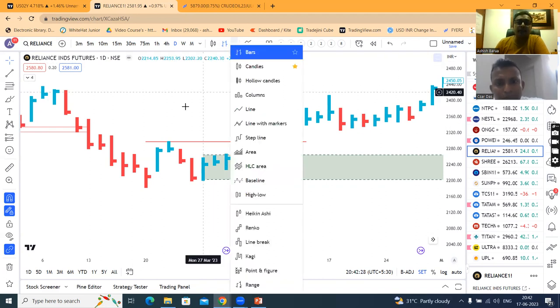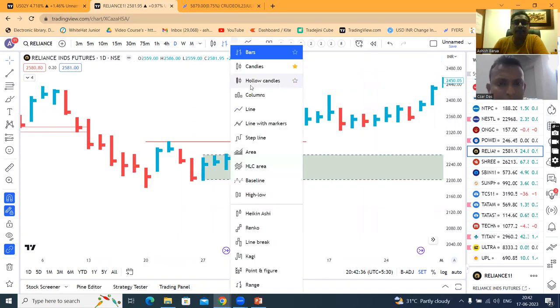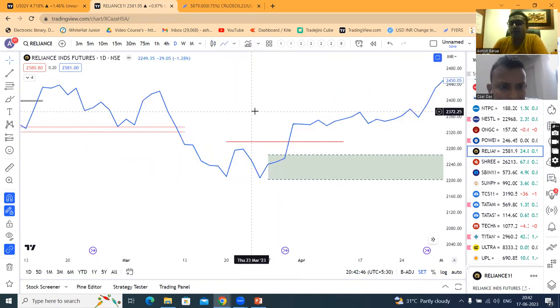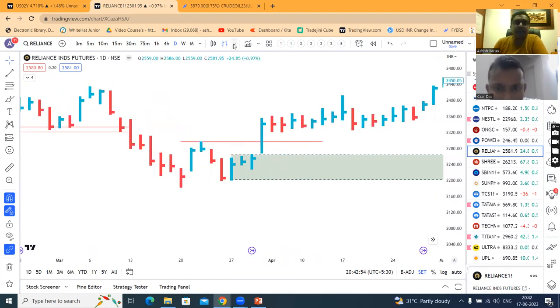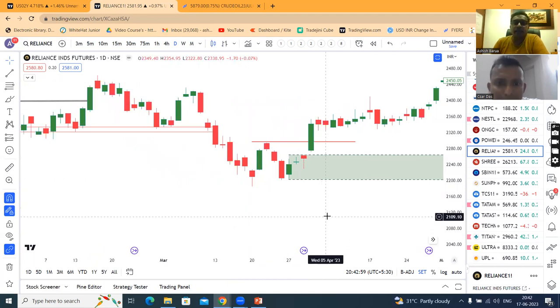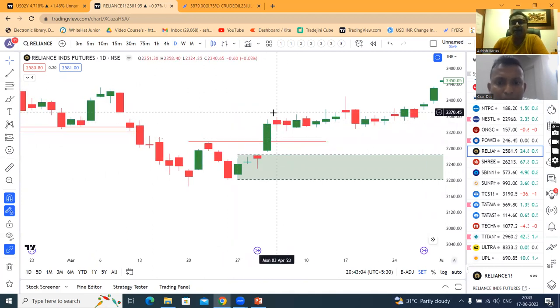Then comes, this is a two-dimensional representation. Then comes your candle chart. Its visual representation is a little different, better. What do you say? If it is a line chart, it looks like this, one-dimensional. If it is a bar chart, it is like this, two-dimensional. If it is a candle chart, it is three-dimensional. Means here, the box part, the candle part, here it is.